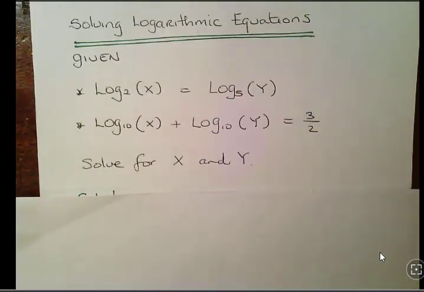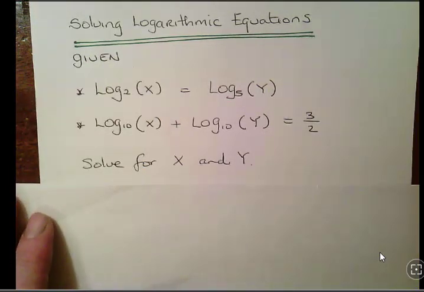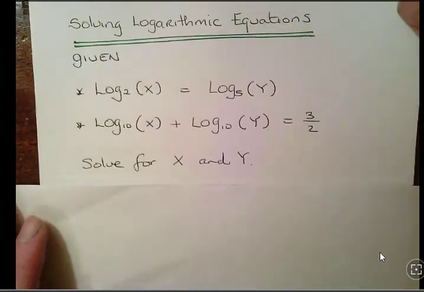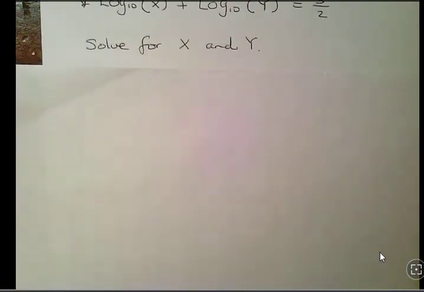Okay, so I've just unpaused it there. So this is a fairly substantial question here. Solving logarithmic equations. This is just another question on the tutorial sheet. So if log of x to the base 2 is equal to log of y to the base 5, and log of x to the base 10 plus log of y to the base 10 is equal to 3 over 2, solve for x and y.